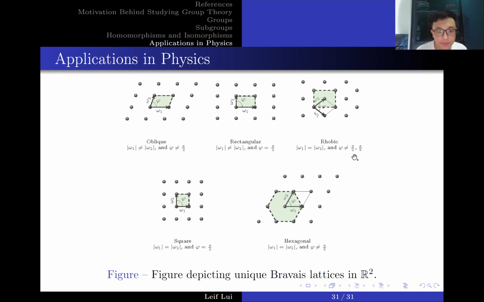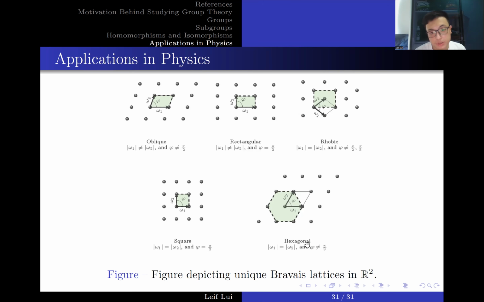The next one is a square. Basically, it's a specific case of the rectangular lattice, where the two primitive vectors are of equal magnitude but pointing in different directions, and they're separated by pi over 2. And the hexagonal one is the most interesting one, as it has two primitive vectors of equal length, but they are separated by an angle not equal to pi over 3.